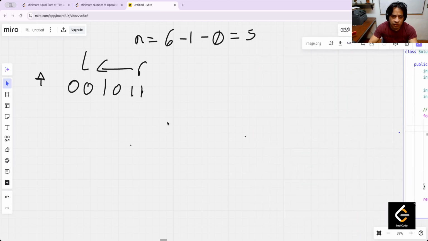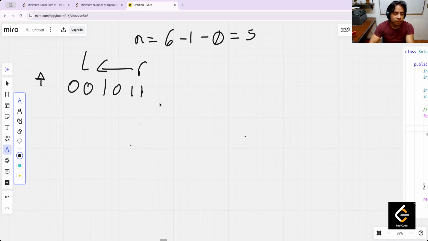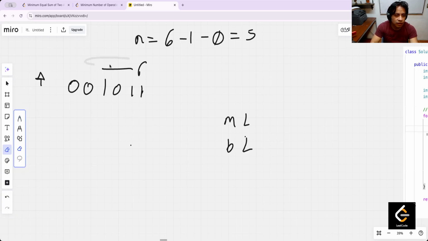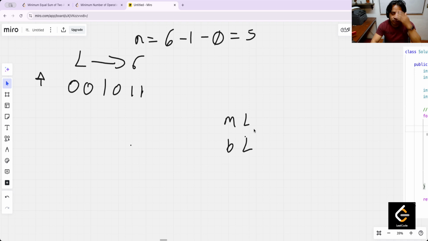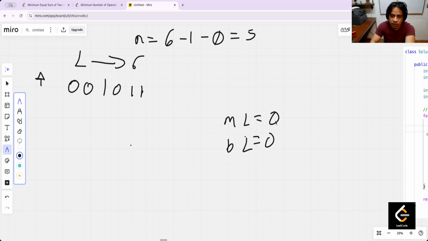Okay. Again, let me check if I understand. I will move a little bit this. The first direction is left to right. Okay, and I start here. Both have 0, 0, and 0.